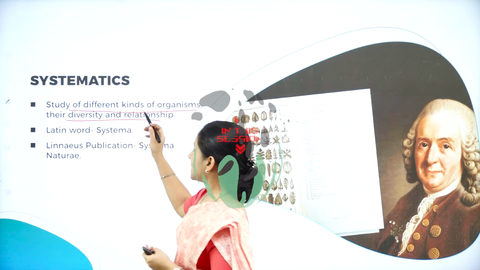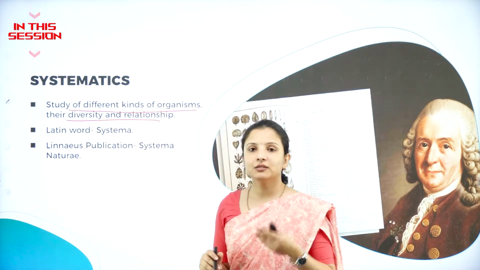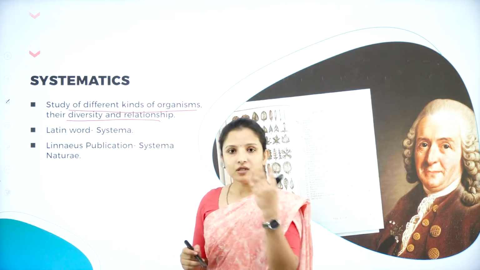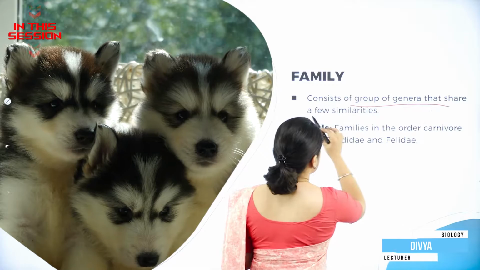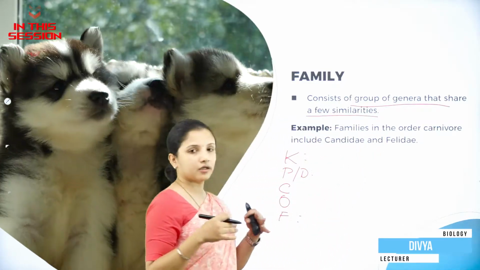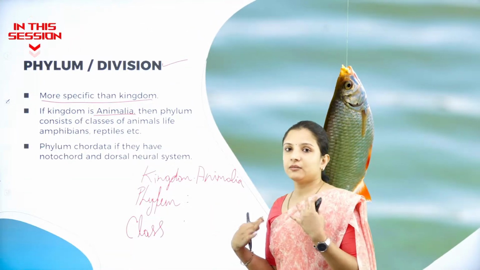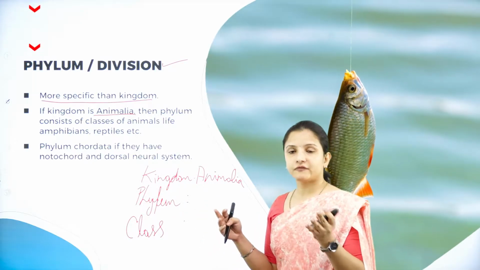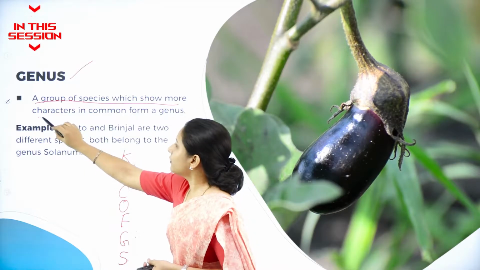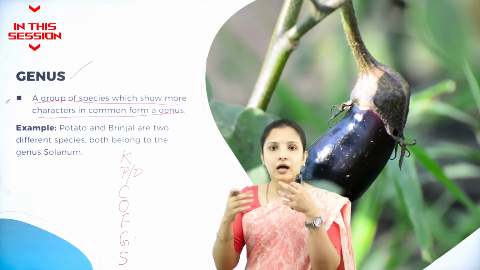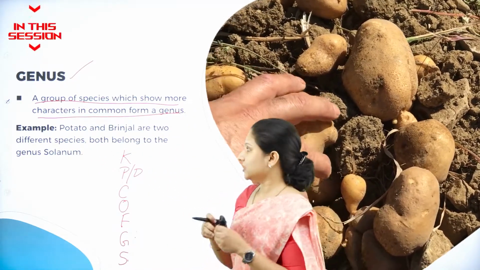Systematics is the study of different kinds of organisms, their diversity and their relationship. In family, all the genera that share a few similar features are put under the families. If you're categorizing plants, it should be division. Instead of phylum, you have to write it as division. A group of species which show more characters in common are clubbed together to form a genus.